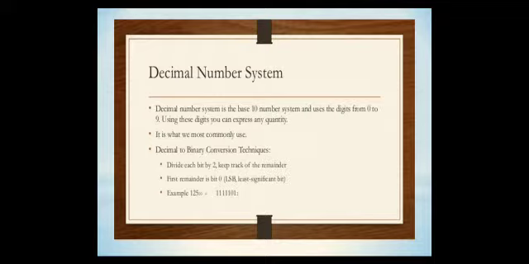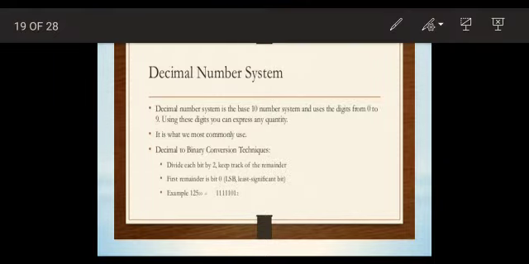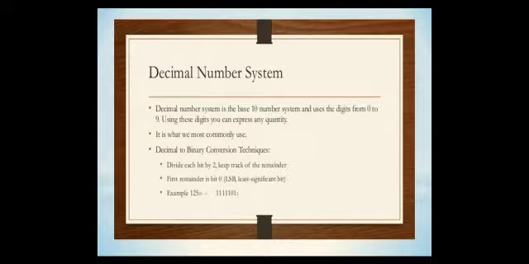First, in this step, divide the number by 2. Keep track of the remainder. The first remainder bit is 0, that is the least significant bit. For example, I am taking a decimal number 125 and after that I am converting it into a binary number.